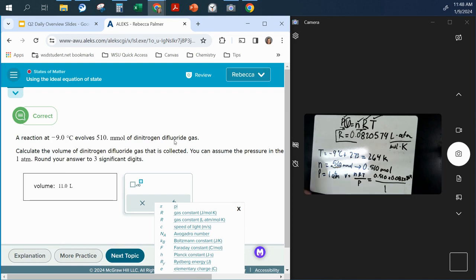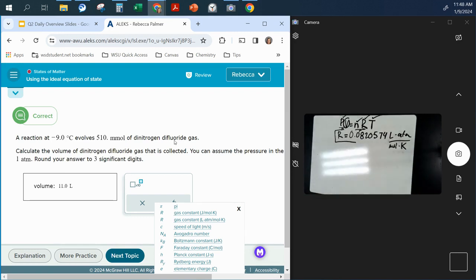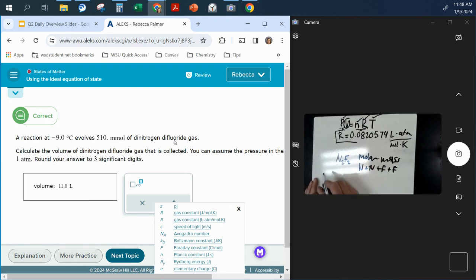So let me write this. This one, for example, is dinitrogen difluoride. So we can find the molar mass by adding nitrogen plus fluorine plus fluorine. Whatever's in the formula, that gives me the molar mass. And then if you have the grams, say we have 25 grams of this, I take my molar mass and I'm going to divide by my molar mass.